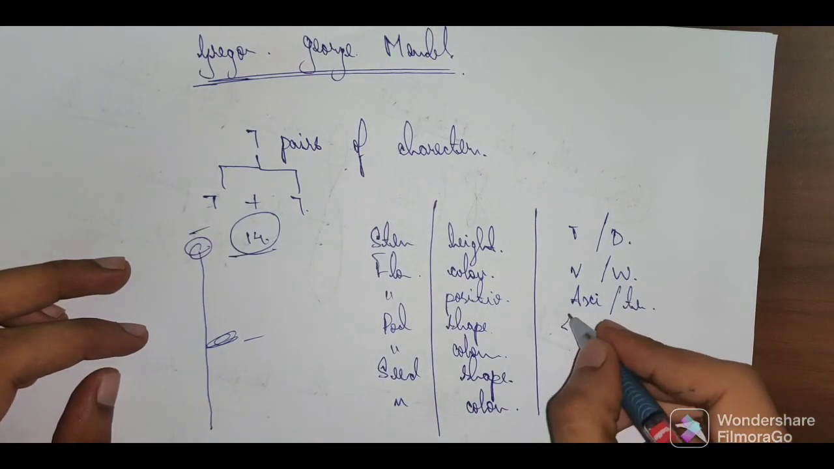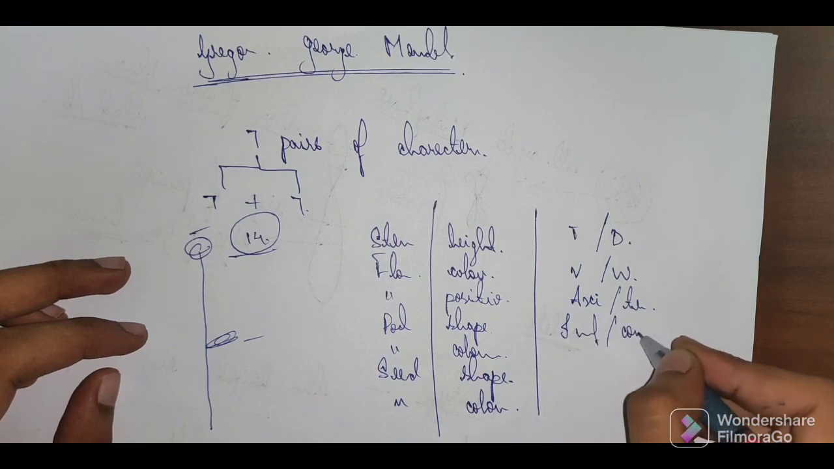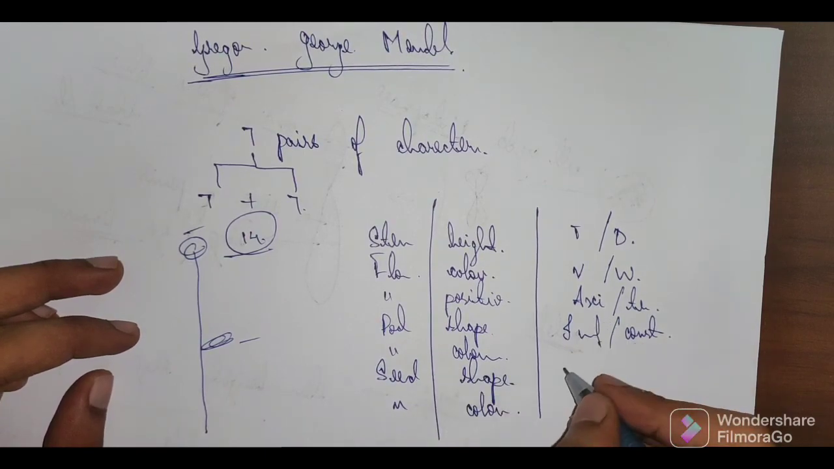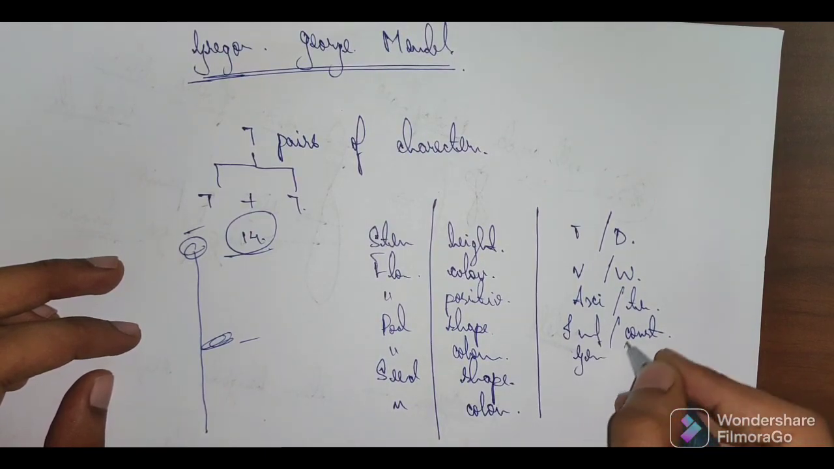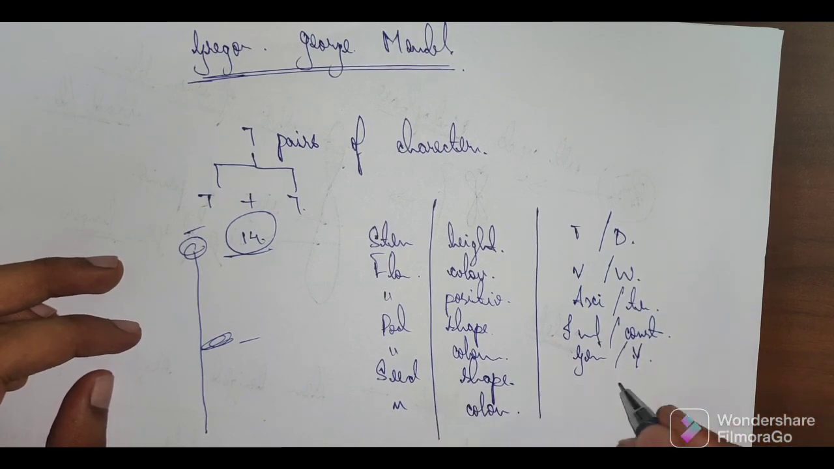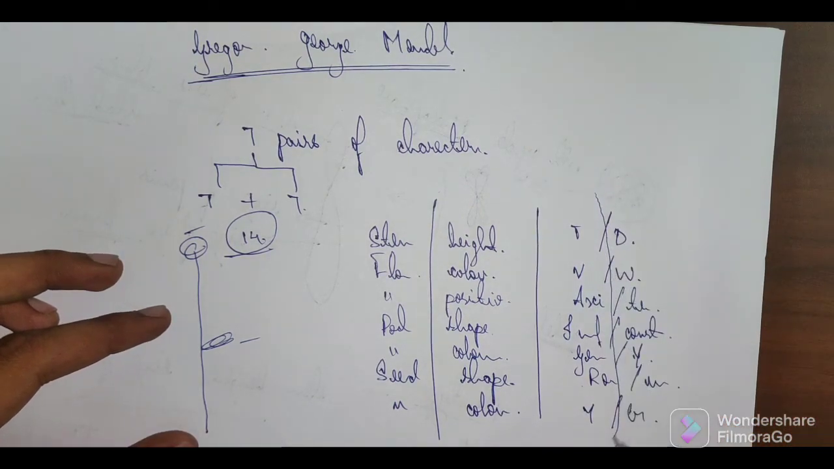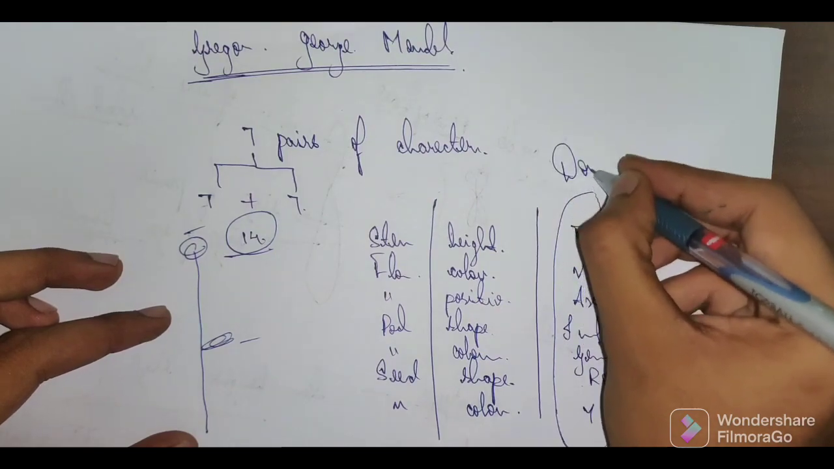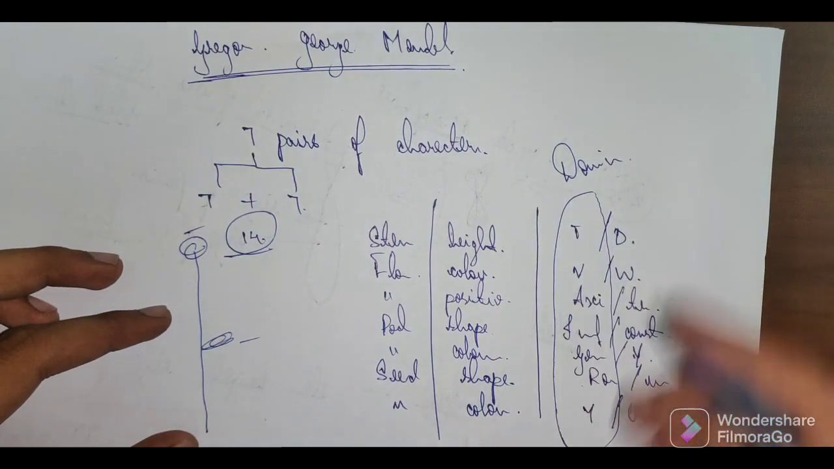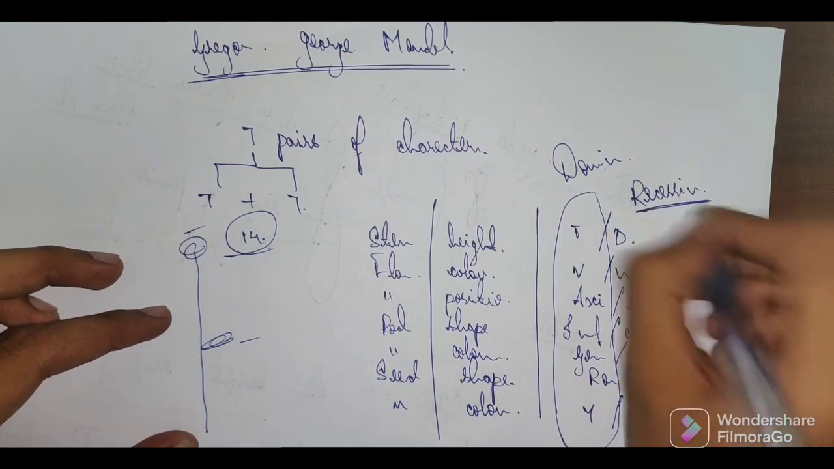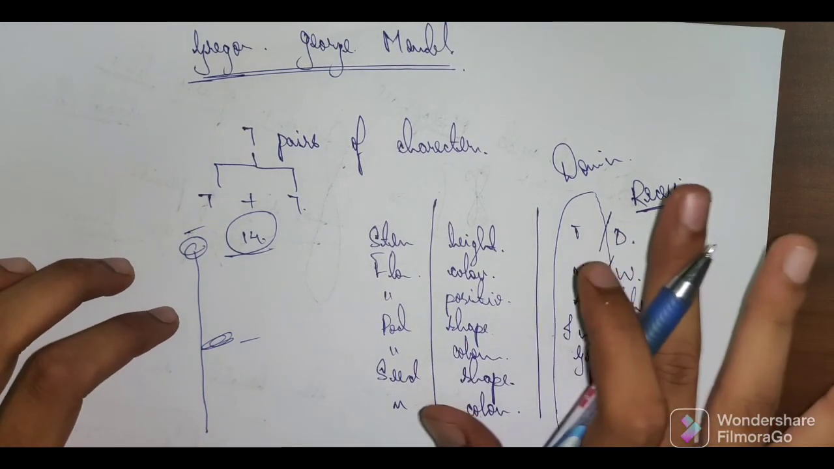The pod shape is inflated or constricted, the pod color green or yellow, the seed shape round or wrinkled, and the seed color yellow or green. All these which I've written on the left side are dominant. All these on my right side are recessive. So this is the introduction for this chapter. Thank you.